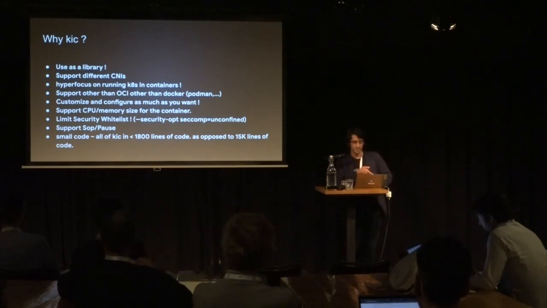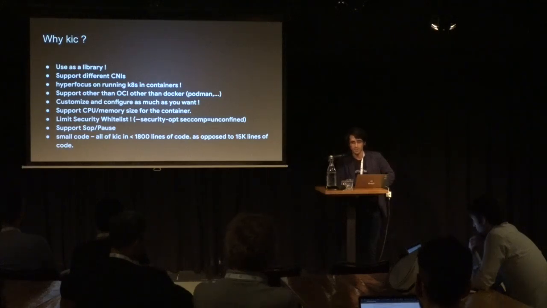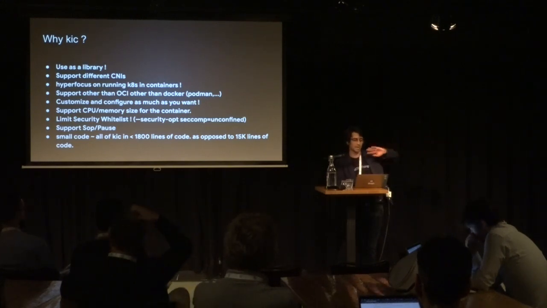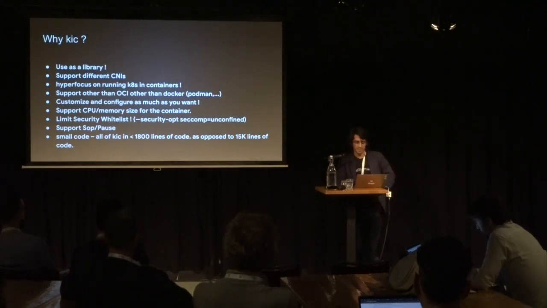And it has already features that others don't, like supporting CPU and memory size for the container, and limiting the security whitelist. So right now, if people want to run Kubernetes inside a container, they basically have to give a carte blanche for all the security, ignore to Docker, super open, a scary security risk. We don't do that. We only whitelist the ones that we actually use. And it has a super small code base and supports different CNIs.